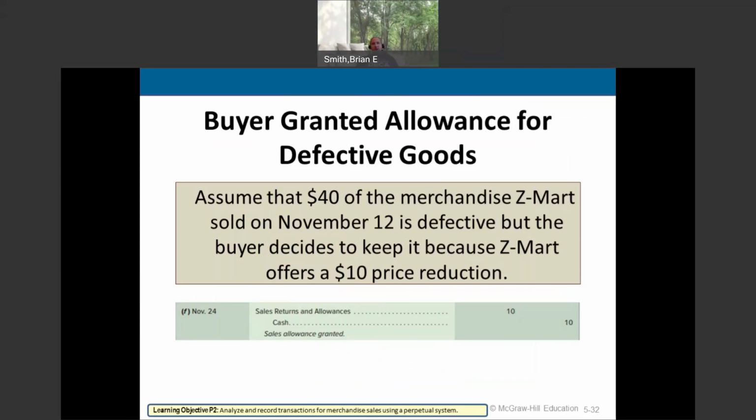So we send something, it's defective. They're like, yeah, we don't want it back. Then they keep it. We give them a $10 price reduction for it. So they're going to debit sales returns and allowances for 10. We're going to debit that, and credit, again, it should be accounts payable, not cash. Now, if we sold it to them in cash and they wanted to return it, then sure. But I don't know why they keep doing this cash thing. They keep screwing this up.